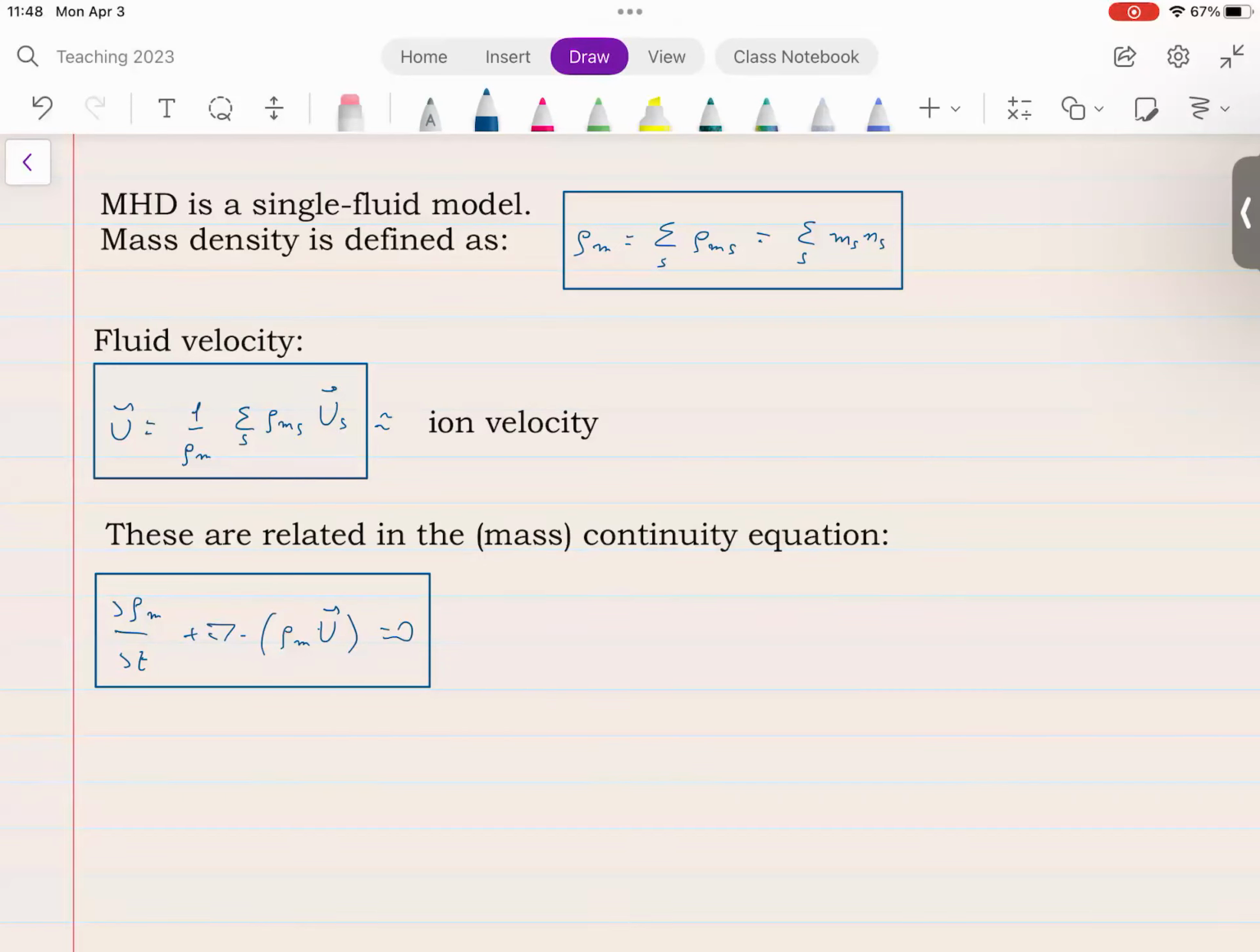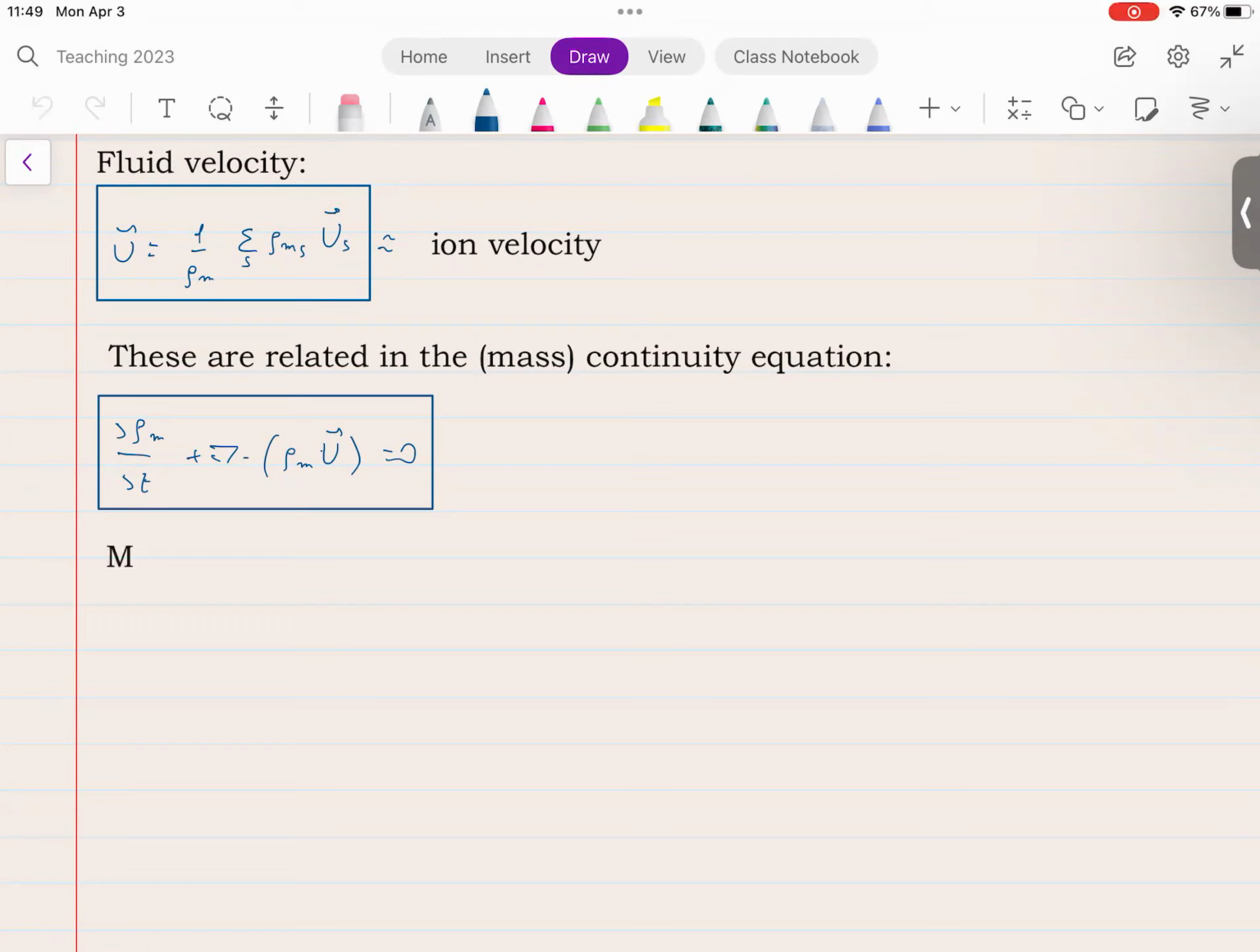Now, for the momentum equation, that requires a little bit more work and also different spelling.